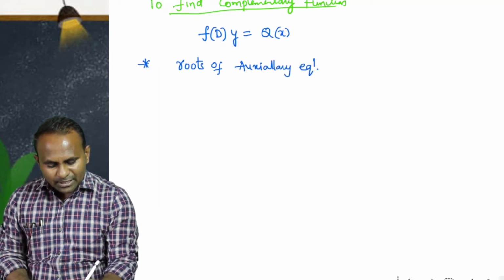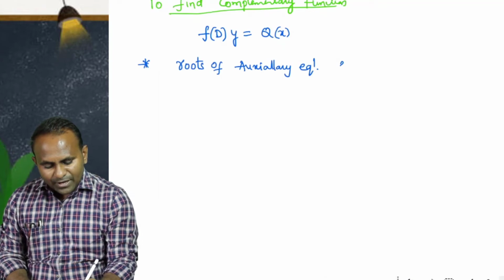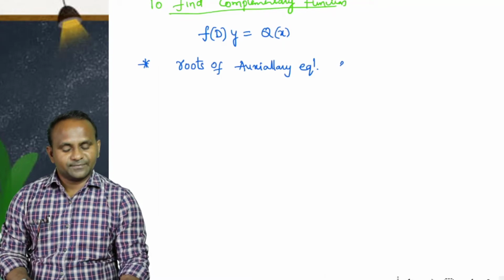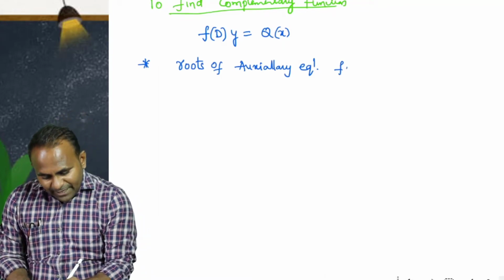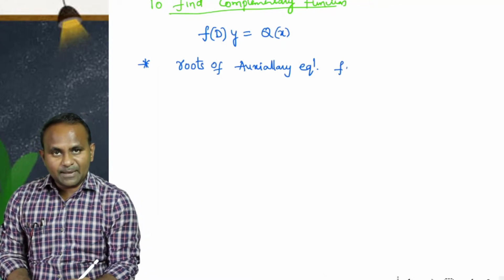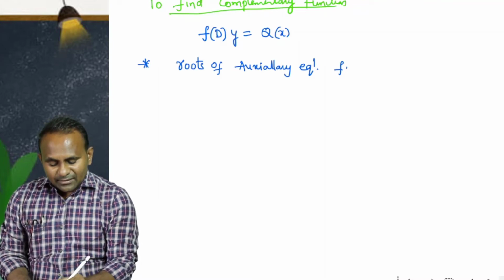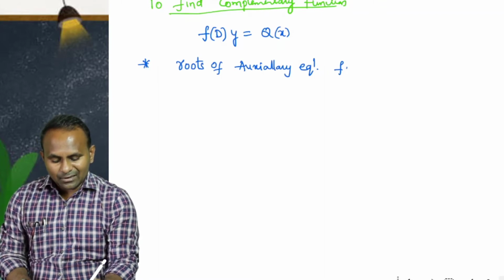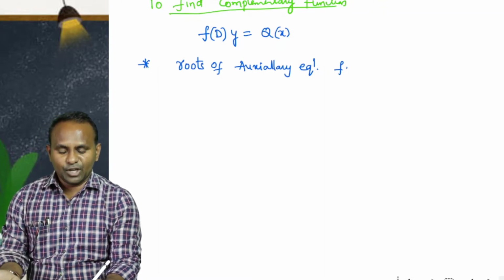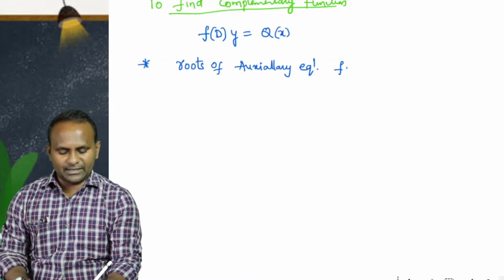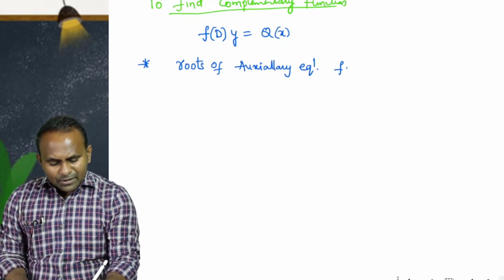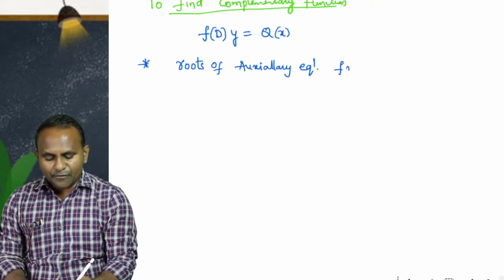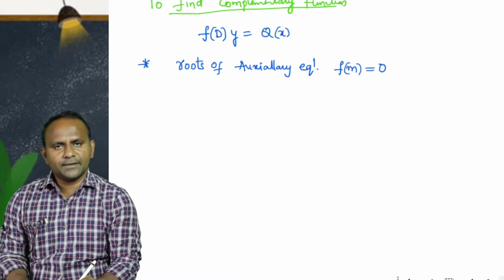See, the auxiliary equation is nothing but f of m is equal to 0. So what is this f of m? You have f of D here in this differential equation, like the polynomial function in terms of D. Using that polynomial function, you're writing an equation, but in terms of another variable like m. You may use that as f, it doesn't matter. Whatever equation is formed using this f of D is called the auxiliary equation. So firstly, you have to find the roots of the auxiliary equation.